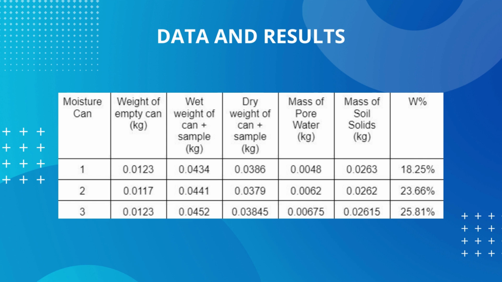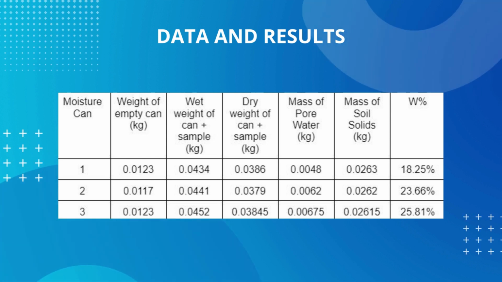We then weigh the can and the sample that are wet. For trial 1, the weight is 0.434 kilograms, trial 2 is 0.0441 kilograms, and the last trial is 0.0452 kilograms. These samples were oven dried for 1 day, and after that, the samples were weighed again.